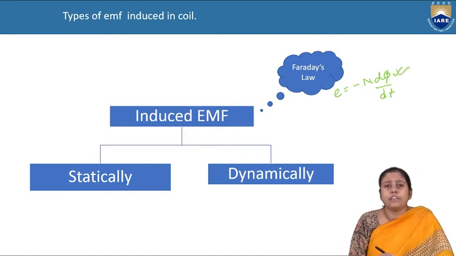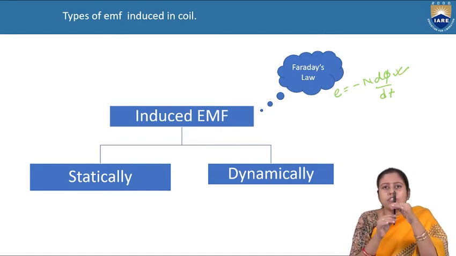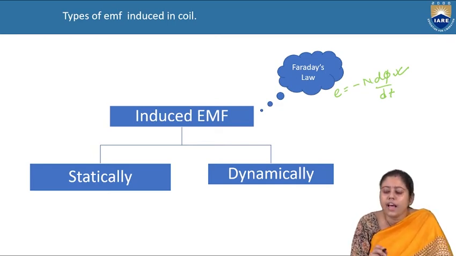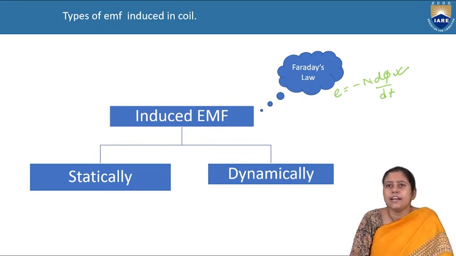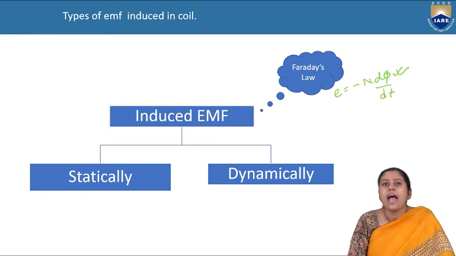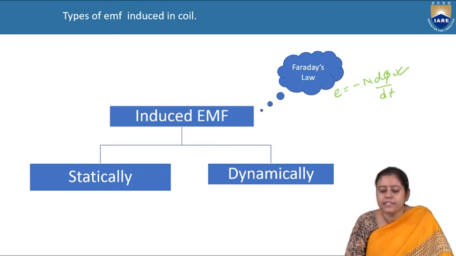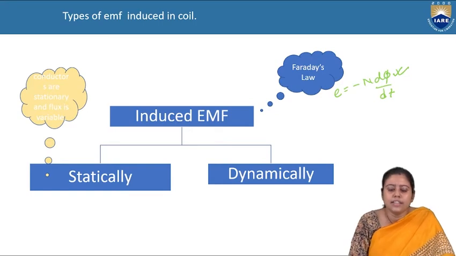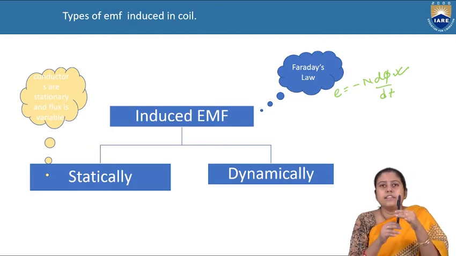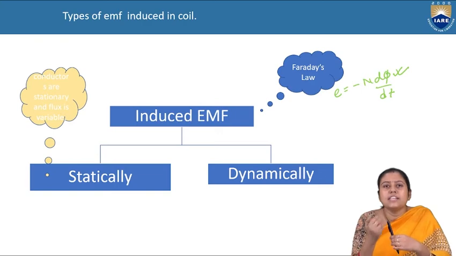What is the other method? We keep the conductors constant and we change or rotate the flux. This is the other method for the rate of change of flux cutting. Depending on this, EMF is basically of two types: statically changing and dynamically changing. What is statically changing? Conductors are stationary and flux is variable. We keep the conductors or rotor fixed and change the flux.